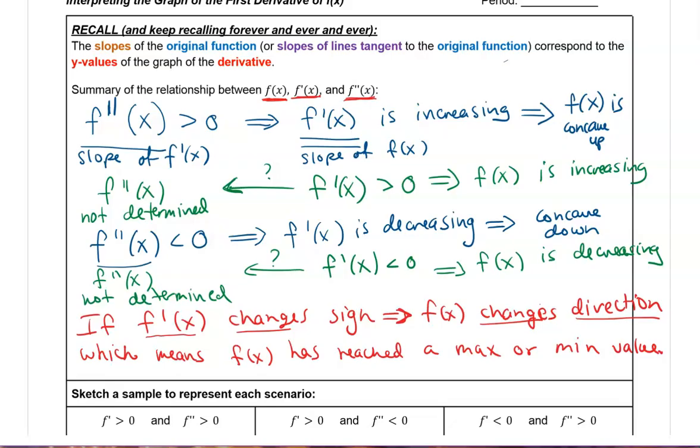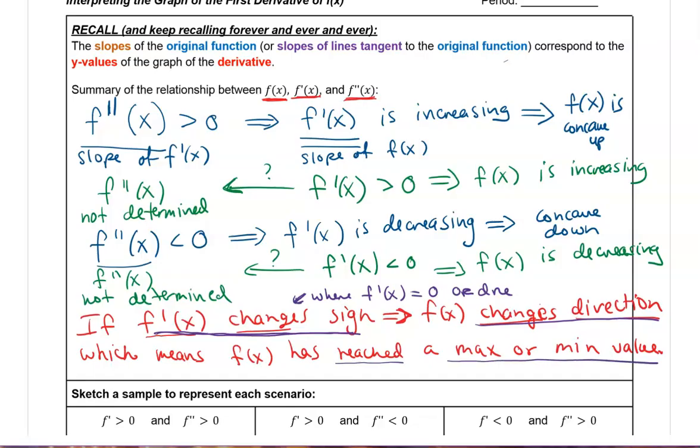And f prime changes sign specifically either at a point where it equals 0 or where it's undefined. It's at these places where the first derivative would change signs, which is where f would change directions, which is where it would reach a max or a min value.